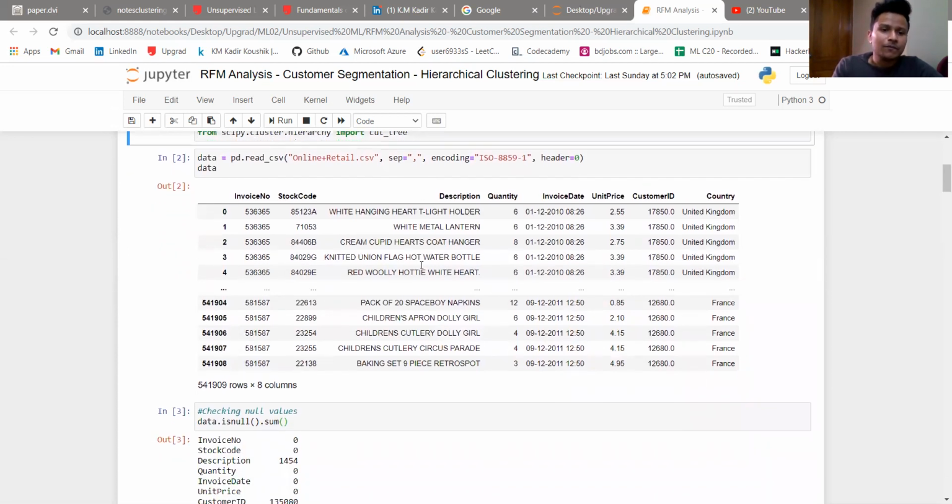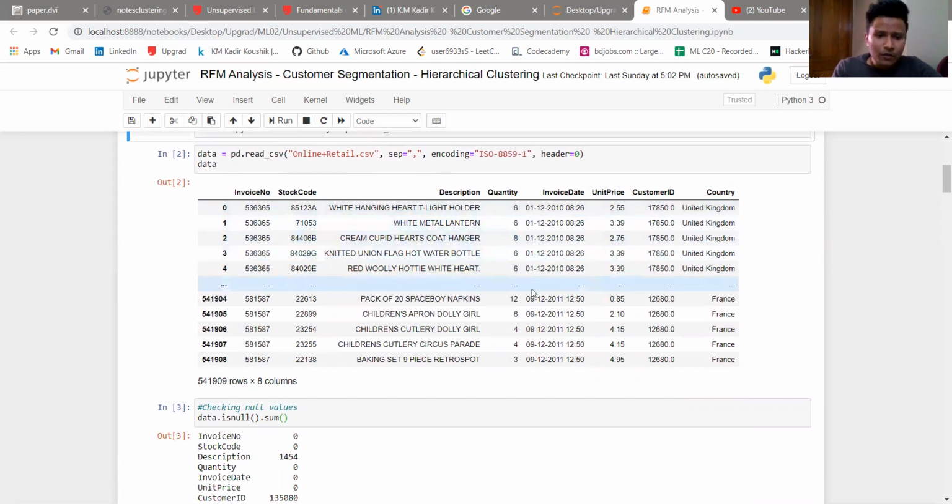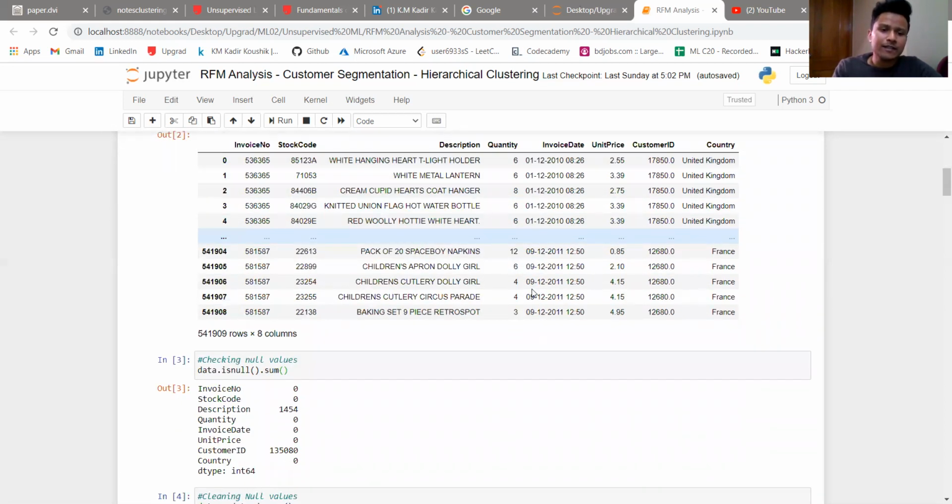So moving ahead, what I did is I loaded the data, online retail.csv. The columns we have are invoice number, stock code, the description of the products, quantity, invoice date, unit price, customer ID, and the country the customers are living in. So after loading the data set, the next thing we do is cleaning the data.